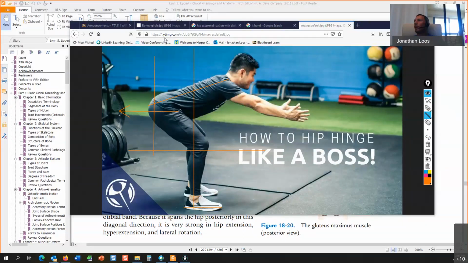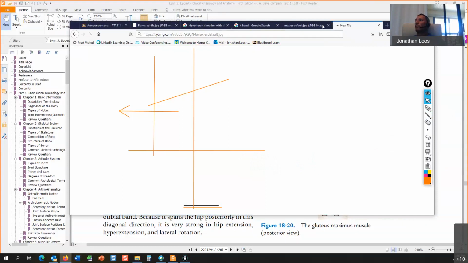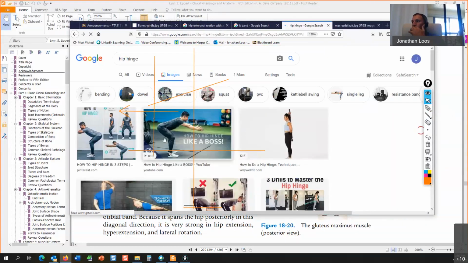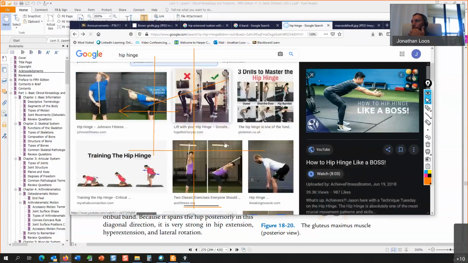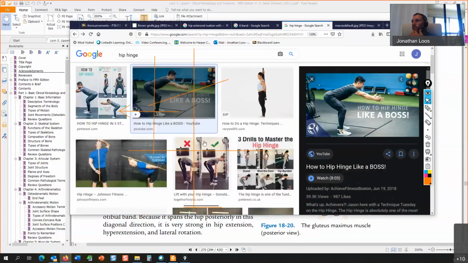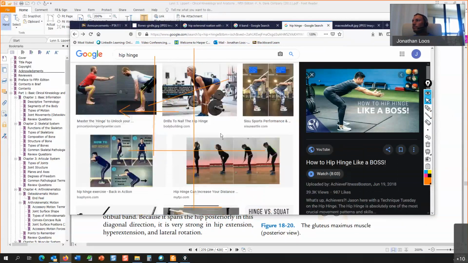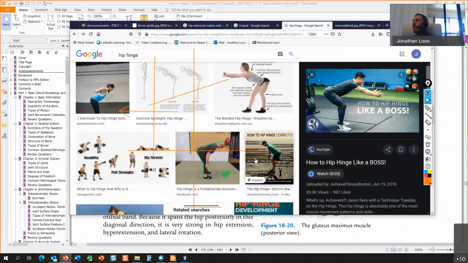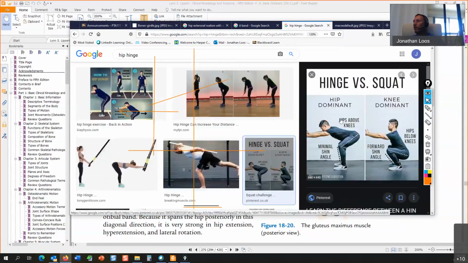And if we go back, let's duplicate this slide. Let's do this. Let's go duplicate tab. And then I'm going to go back one. Yeah, this is a good image here. I use this in one of my classes here.